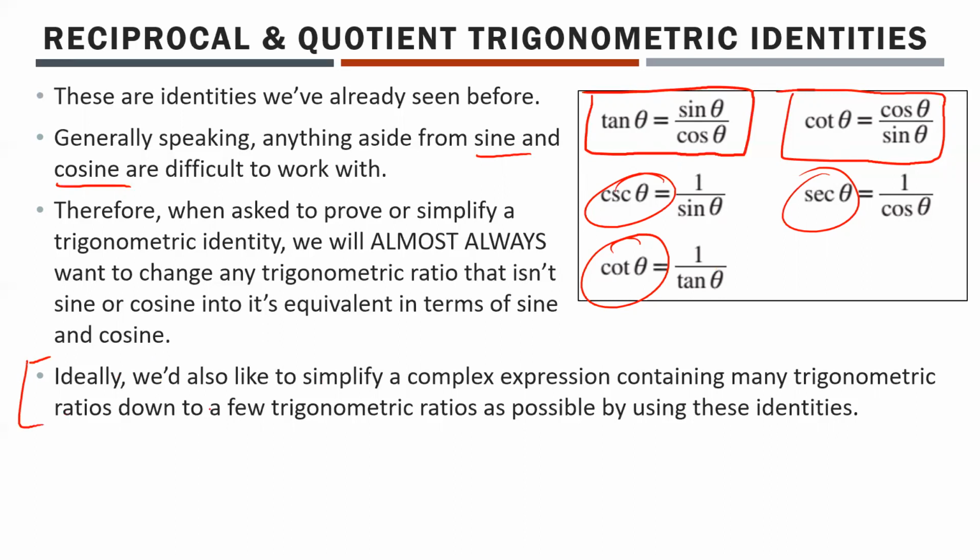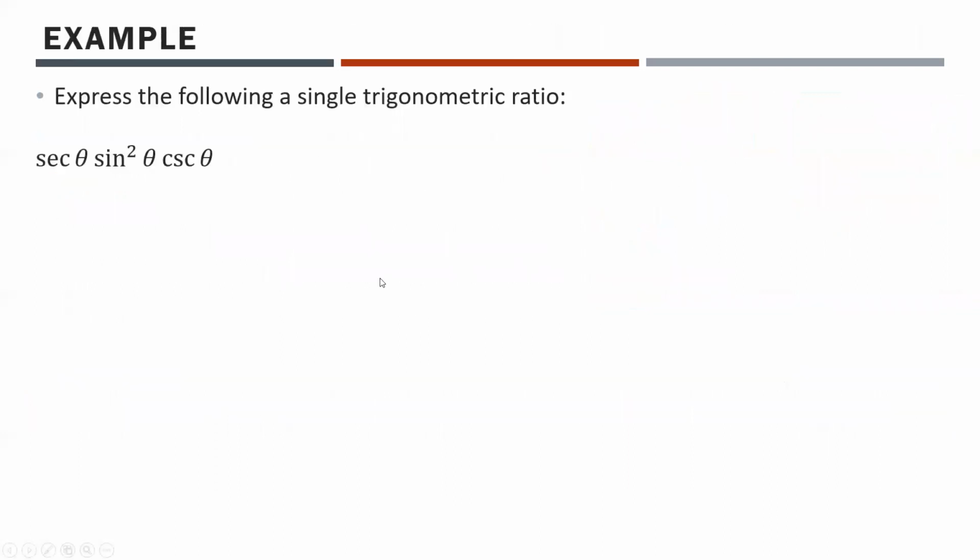Now, ideally here, we'd also like to simplify a complex expression containing many trig ratios down to as few trig ratios as possible by using these identities. So if you've got a whole jumbled mess that's all strung together, we want to try to trim it down so there's only a couple trig identities, or even better, only one trig identity. That's what we're really going to be focusing on today. Again, we're not going to prove that left-hand sides equal right-hand sides today. We're just going to work on simplifying things down. That's all. Okay, so for our first example here, express the following as a single trigonometric ratio.